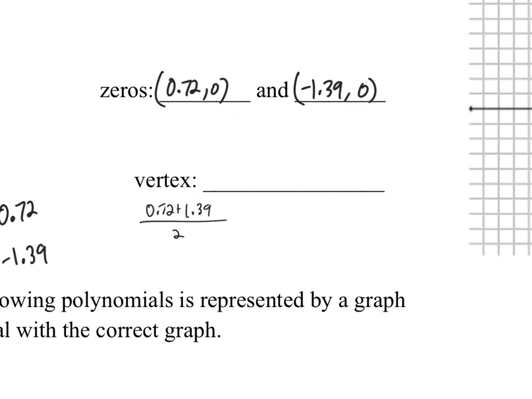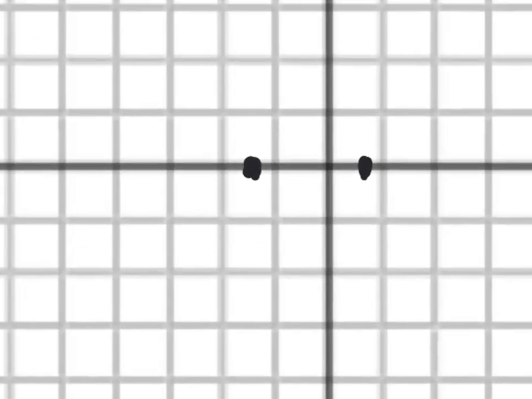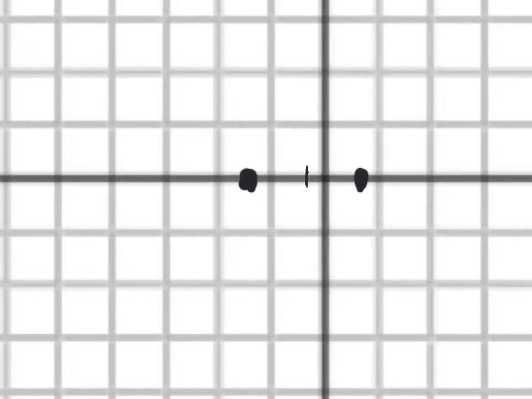And then, man, I totally messed this up. So back up the boat here. The right idea, I just totally wrote the numbers down wrong. 0.72 plus negative 1.39. Divide that by 2. There we go. Negative 1.39, and then divided by 2 is negative 0.3 for our x value. And so negative 0.3 is about right here. That's going to be where our vertex is located.